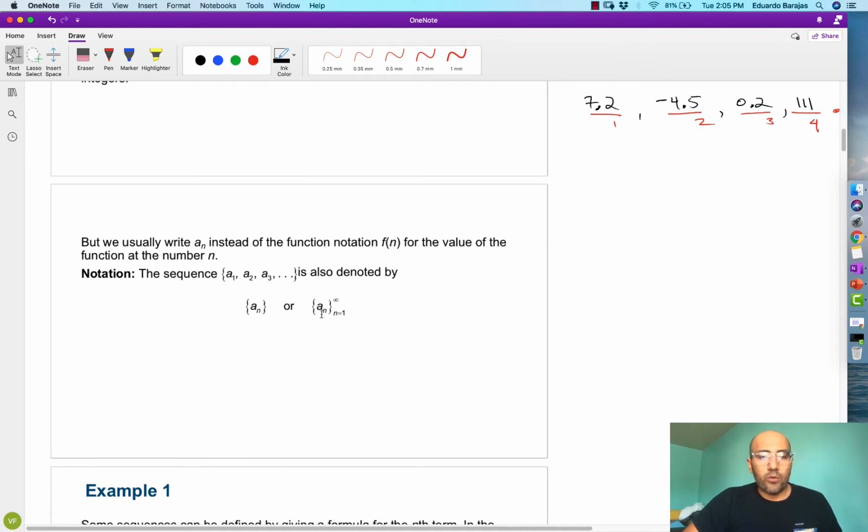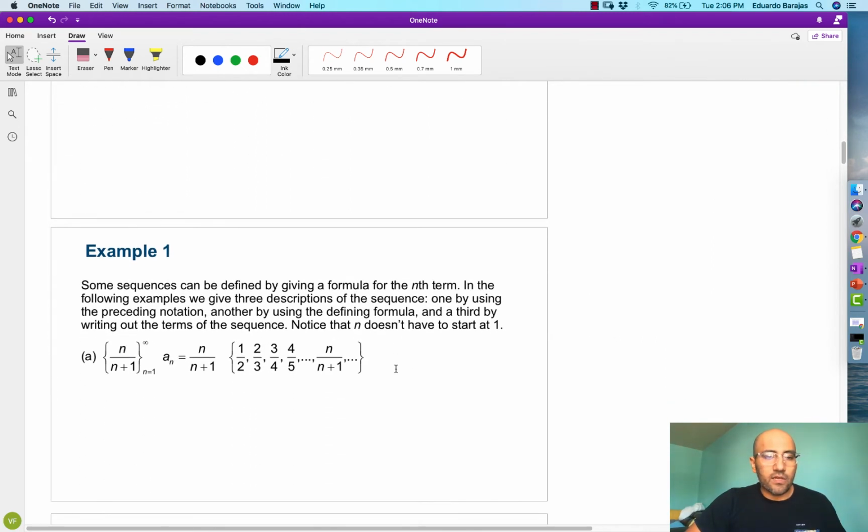Or we also might describe the beginning of n. Now, normally n begins at 1. It's the most common thing, but it doesn't have to. So it could be a sequence where the first value begins at n equals 2 or n equals 3 or something like that. Good. Okay, so here's more examples of sequences and how we can describe them.